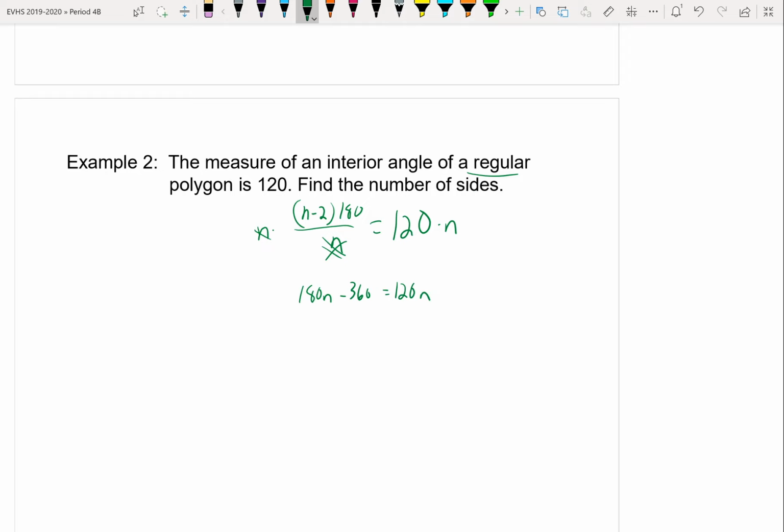Now it looks like I need to isolate the n's on one side, so I'm going to subtract 180n from both sides, leaving me with negative 60n. Divide both sides, and that gives me 6 is equal to n. So, find the number of sides. It's a 6-sided polygon, therefore that is a hexagon.